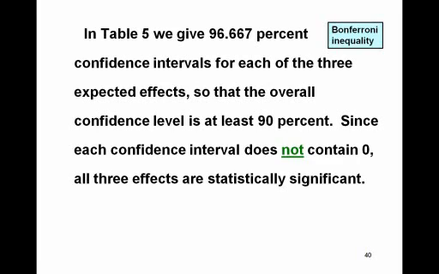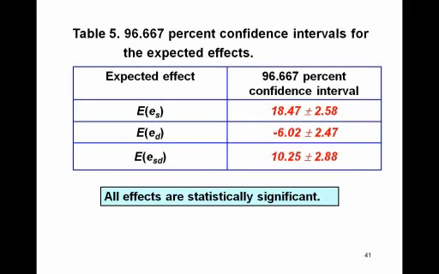And 100% minus 10% will give us 90%. So if we make each of them at level 96 2/3, the overall confidence level will be at level 90%. And if we look at those three confidence intervals, you notice that none of the three contains 0.